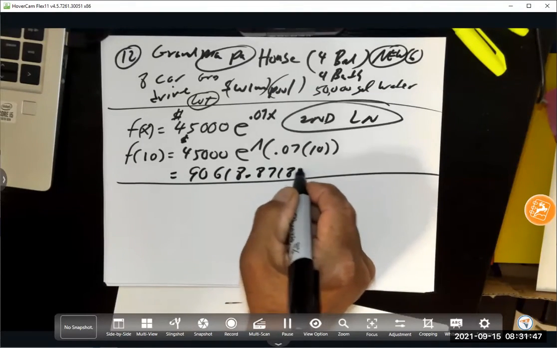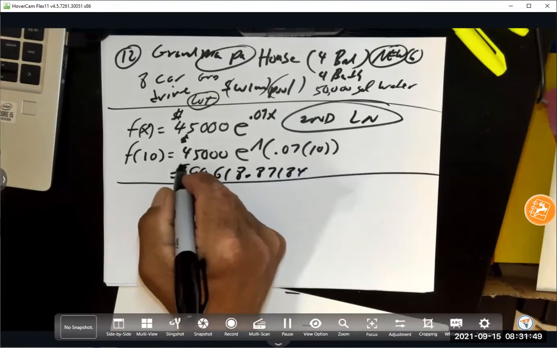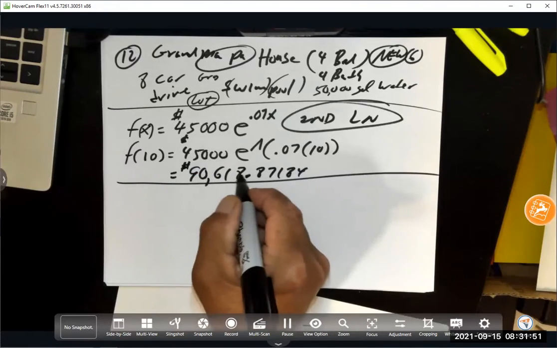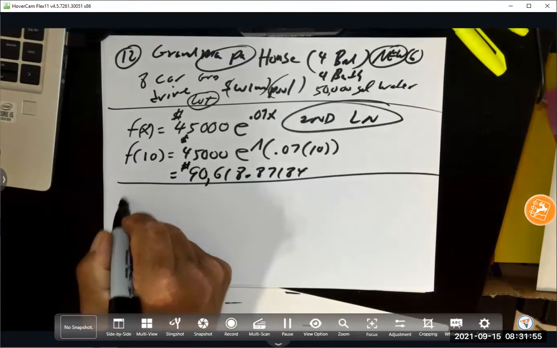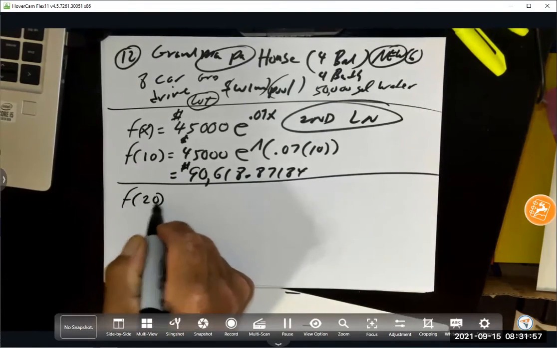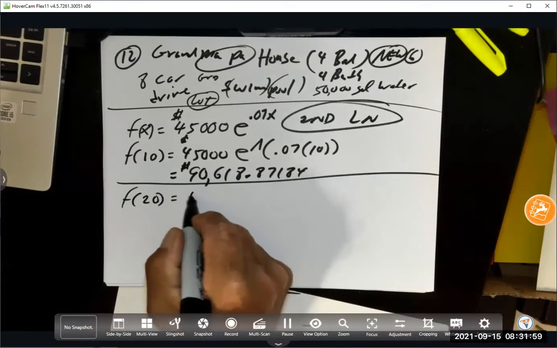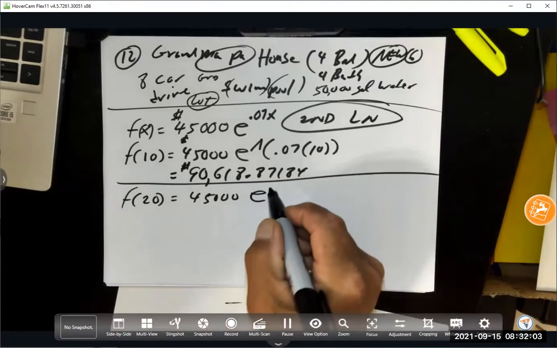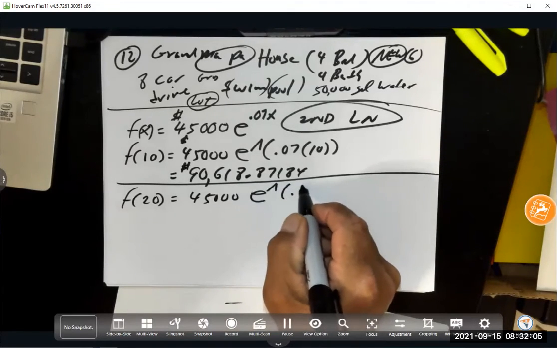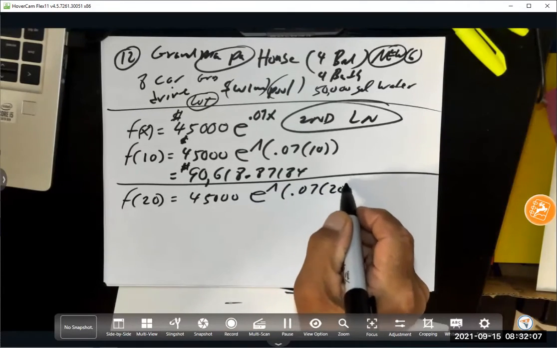90,618.87184. That's good. Okay, so 90,000. That's kind of what we need to do. So $90,618 after 10 years. Well, they still owe money to the bank, so they can't sell it anyway. So 20 years are going to go by, and then they're thinking about it. 45,000 e to the power of 0.07 times 20 years have gone by.